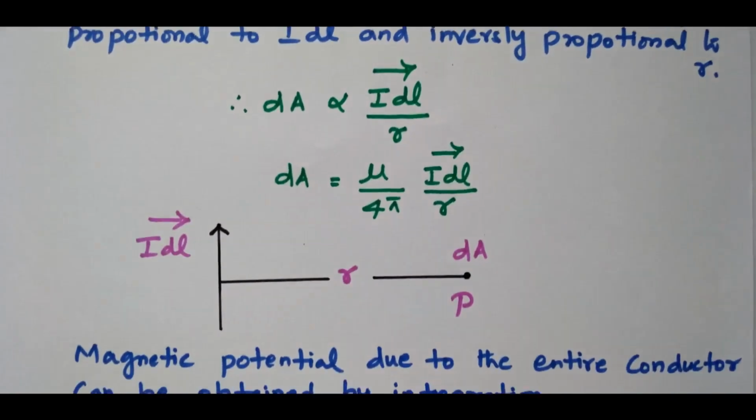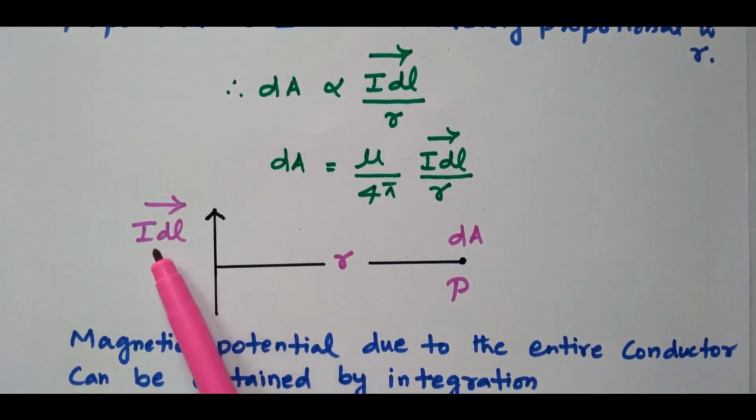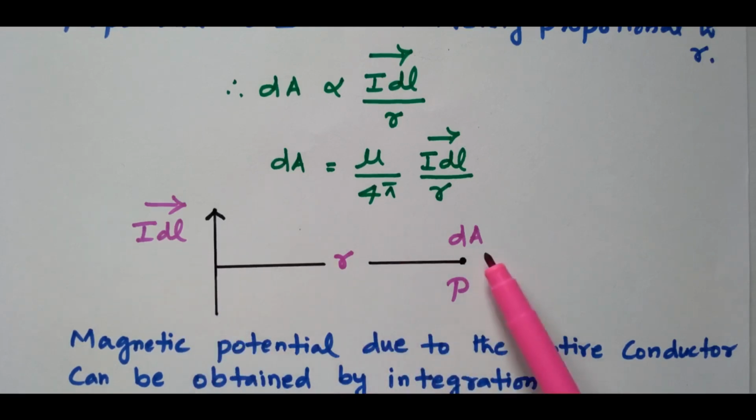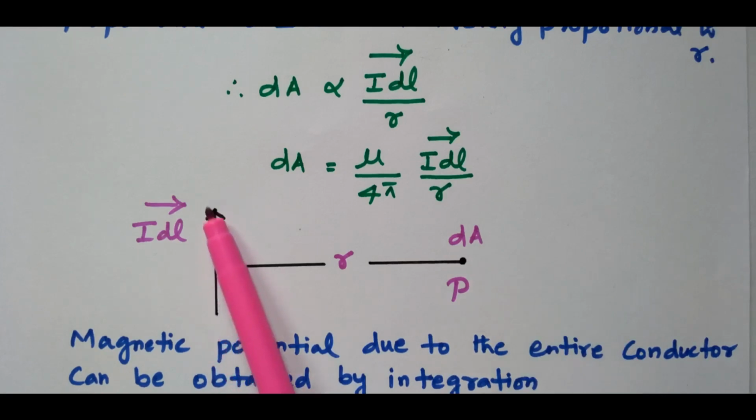Now we can refer to this diagram. This is the current element I. Here this is the conductor, and the current is flowing through this conductor. Here n number of current elements are available. We consider one current element I dl. We need to find the vector magnetic potential at this point P, which is at a distance r meters. Due to the small current element dl, we represent the vector magnetic potential as dA. This is the conductor, and the current is flowing through the conductor.